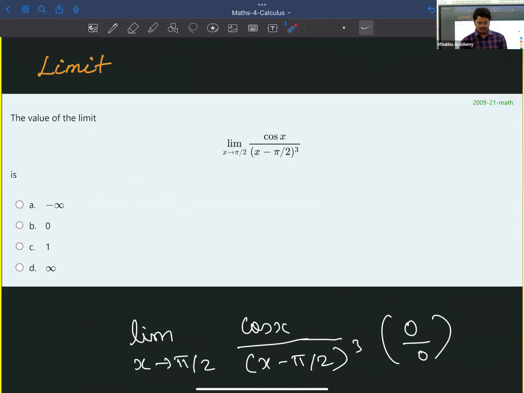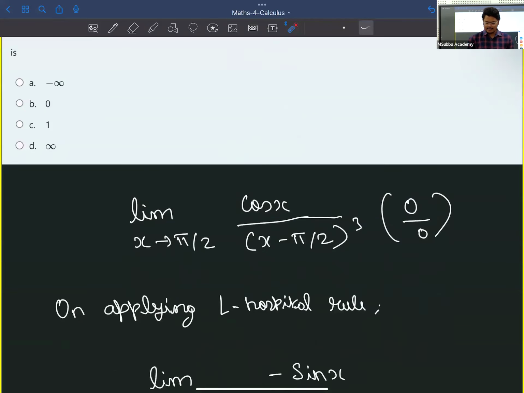So moving on to limits. The value of the limit as x tends to pi by 2 of cos x by (x minus pi by 2) the whole cube. First, let us directly substitute pi by 2 for x here. You get cos pi by 2, cos 90, which is nothing but 0. Similarly, pi by 2 in the denominator will give you 0. So it is in the 0 by 0 form.